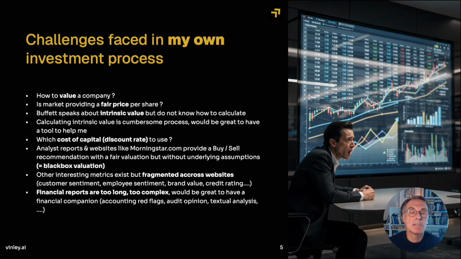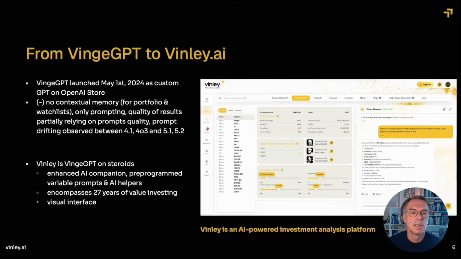And then last but not least, when I say this, a lot of people tend to smile, but I do like to read financial reports, but sometimes they are long and too complex. So we also try to support the analysis of financial reports through an AI companion. And it's just the beginning of what we currently have in Vinley.ai. We will be developing much more here.